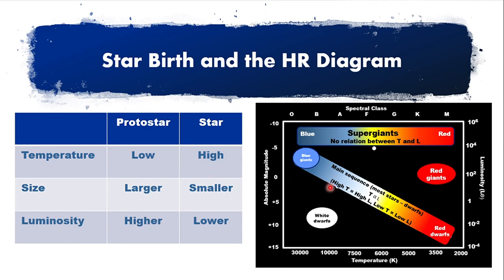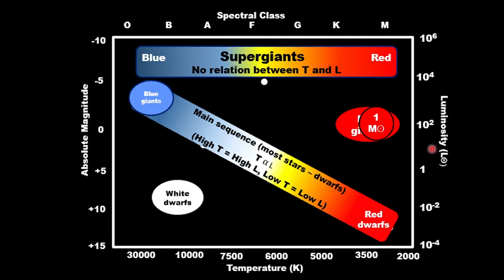So if we wanted to look at where a protostar would fit onto the HR diagram, and we don't fit them onto the HR diagram because they're not stars, but if we wanted to put them on in terms of luminosity, they're high luminosity, which would mean they'd be up here somewhere, but they're low temperature, which would put them to the right of the HR diagram. So they'd be about here.